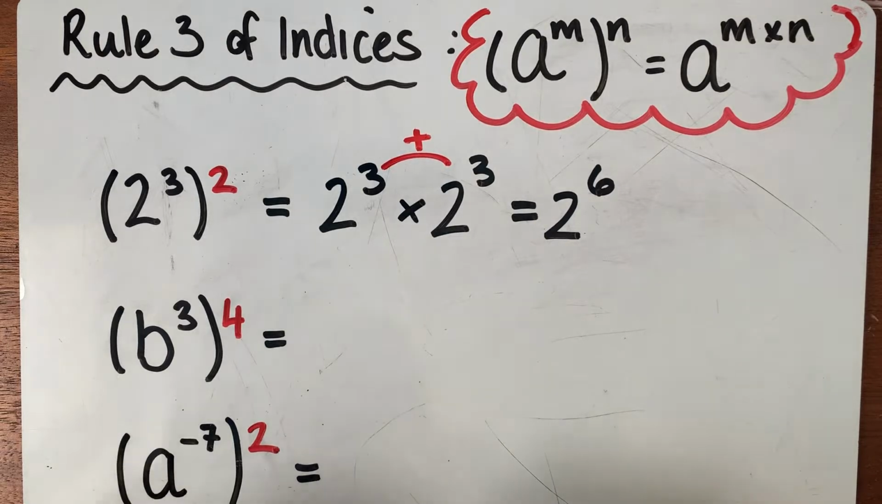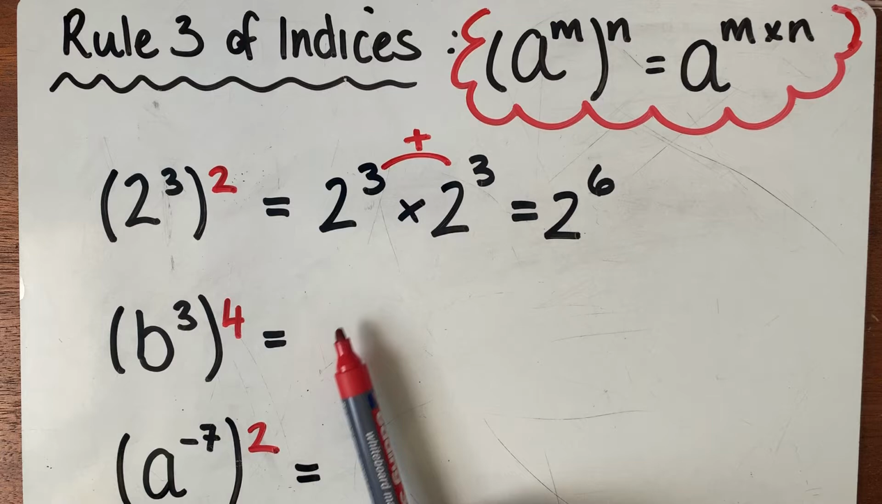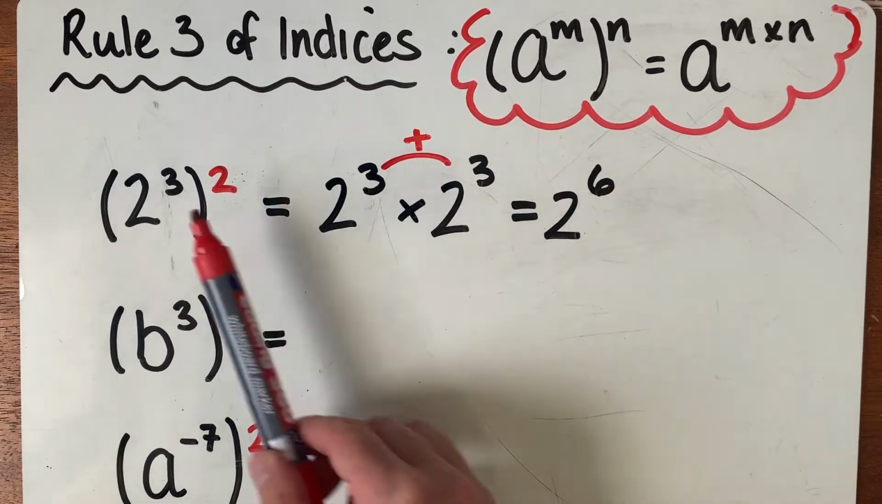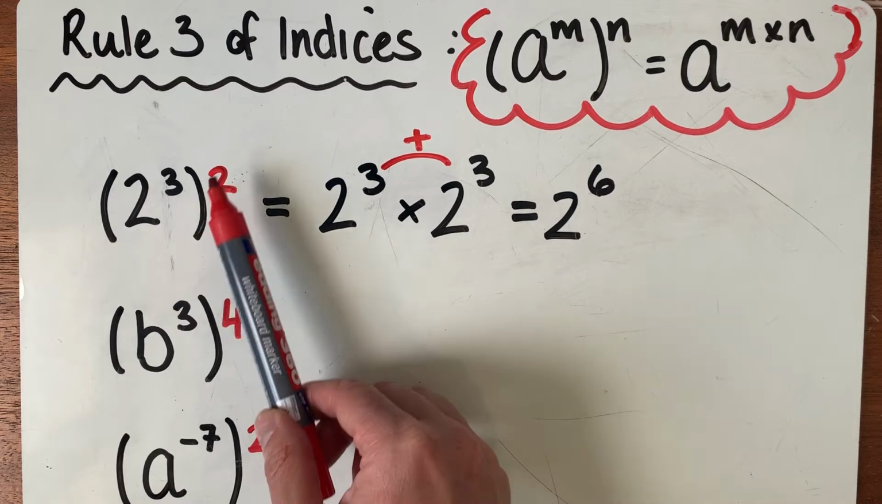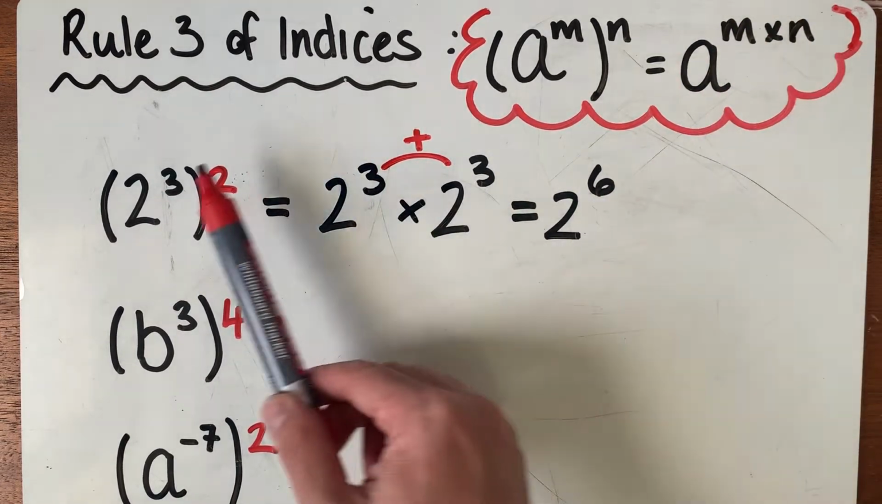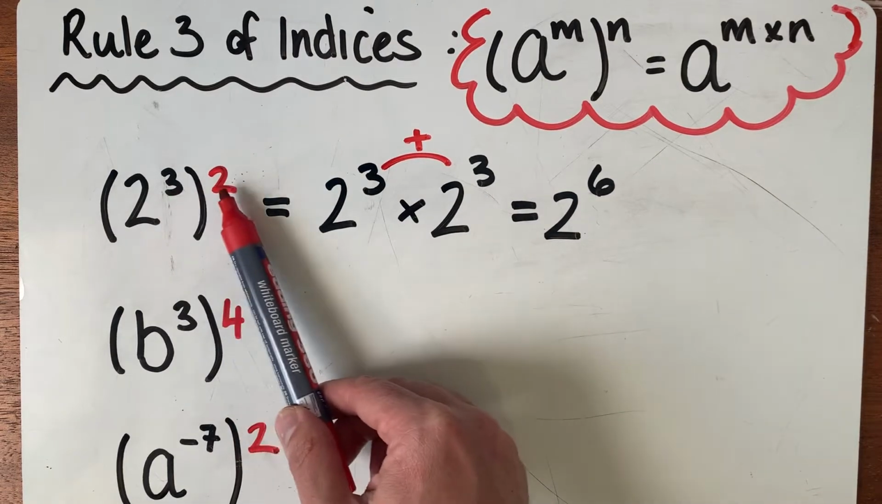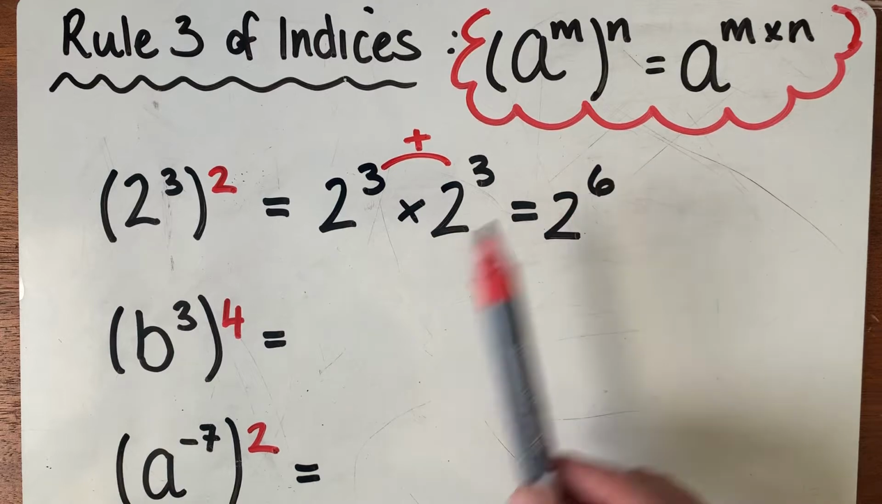What we're trying to do with rule 3 here is cut this middle step out. If we look at 3 plus 3, we get 6, but actually we can get 6 from these two indices in the first part of the question. So really we can jump from here straight to there by doing this rule. Take the two powers and multiply them together. So 2 is the base, 3 times 2 gives me the 6.